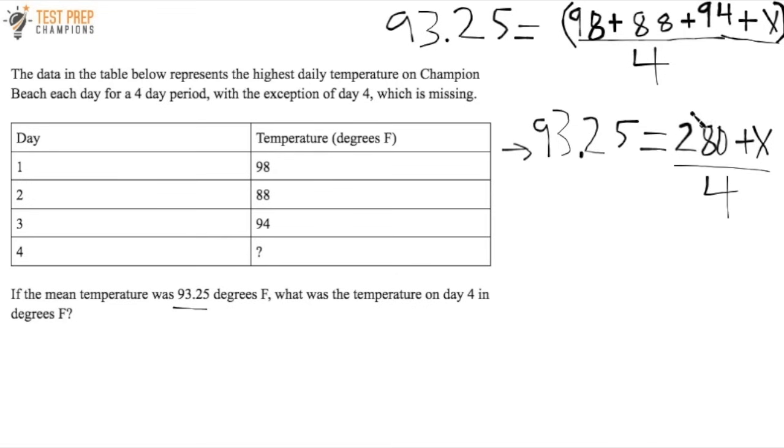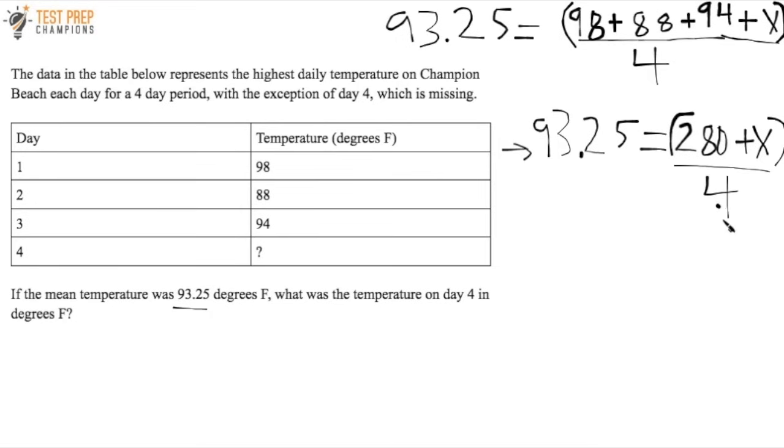Again, what we're trying to do is get the x by itself. If we get x by itself on one side of the equation, that tells us what x is. X just represents the temperature on day 4, which will give us the answer to the question. So I have 93.25 is equal to 280 plus x divided by 4. How do I get the x by itself?